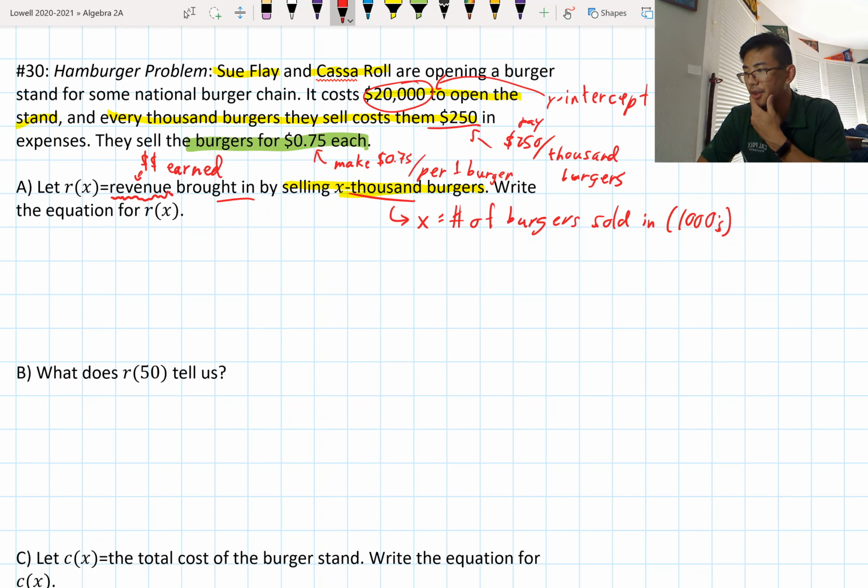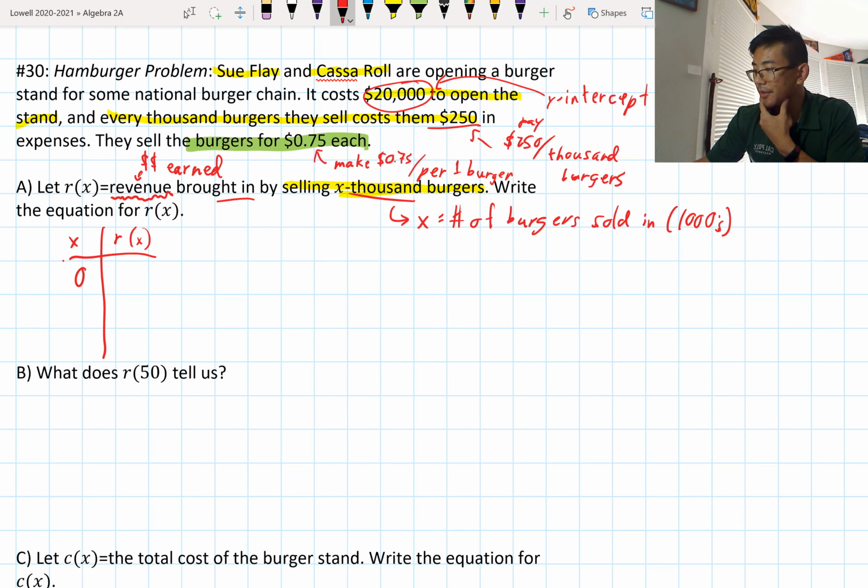So let's think. I can start off with a little table here. If I don't sell any burgers, well, we're going to assume that they only sell burgers. They don't sell sodas or anything like that. Then they're not making any money, right? If I sell X equals 1, remember, that means 1,000 burgers. This actually means 1,000 burgers.